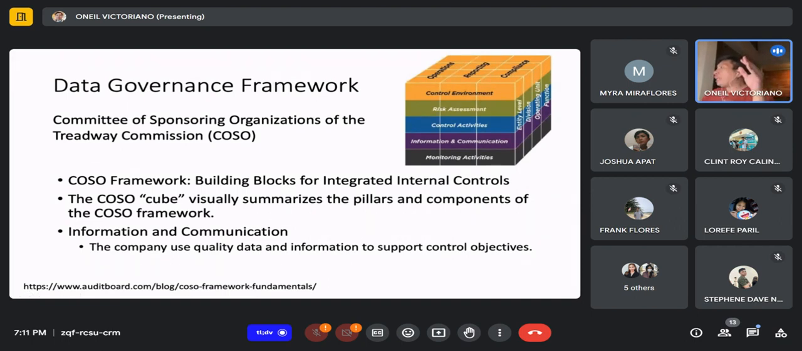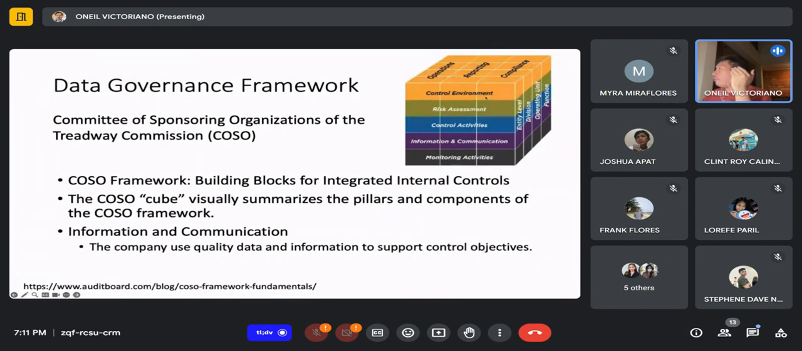So looking into operation, reporting, and compliance. By the way, the COSO framework is based on the cube. We call it the COSO cube. It visually summarizes the pillars and components of the framework. So we have operations, reporting, and compliance. And from that, the different cubes also have entity level, division, operating, and functions level.